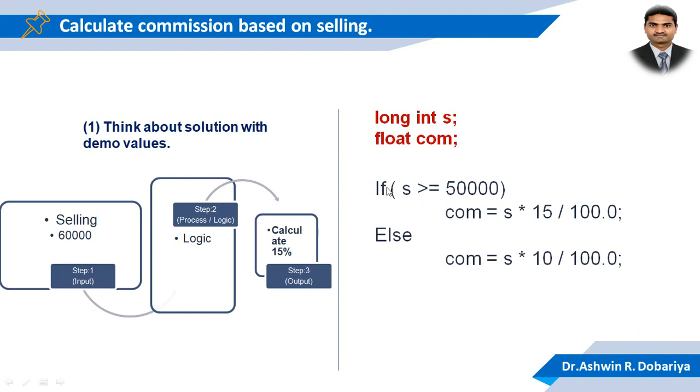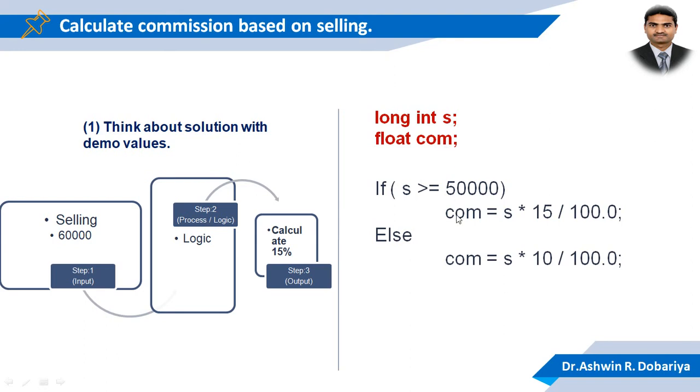Then what is the logic? This is the logic of this program. Actually, we have to calculate the commission based on the input selling. So if the selling value is greater than 50,000, then we have to calculate the commission. Here, commission is another variable we require, and since we are performing a division operation, it generally generates a floating value, so commission is declared as a float. So ultimately, to write this program we require two variables, one for the selling value, another for the commission value.